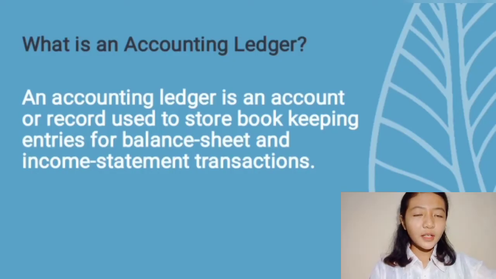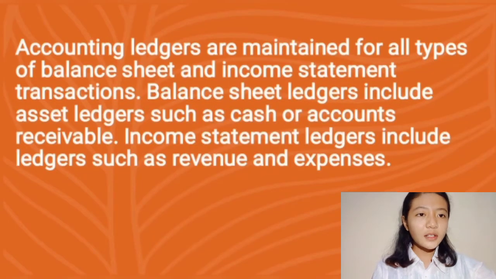What is an accounting ledger? An accounting ledger is an account or record used to store bookkeeping entries for balance sheet and income statement transactions. Accounting ledgers are maintained for all types of balance sheet and income statement transactions.